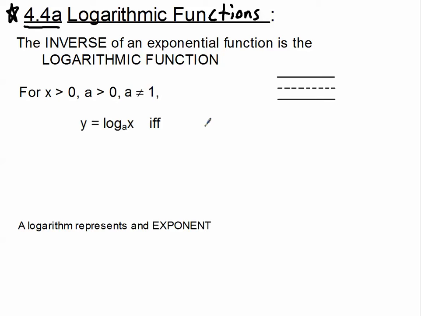So the inverse of an exponential function is our logarithmic function, and that's what we're going to be exploring today. They are inverses of each other, the exponentials that we just learned how to graph and the logarithmic that we will learn how to graph later today.